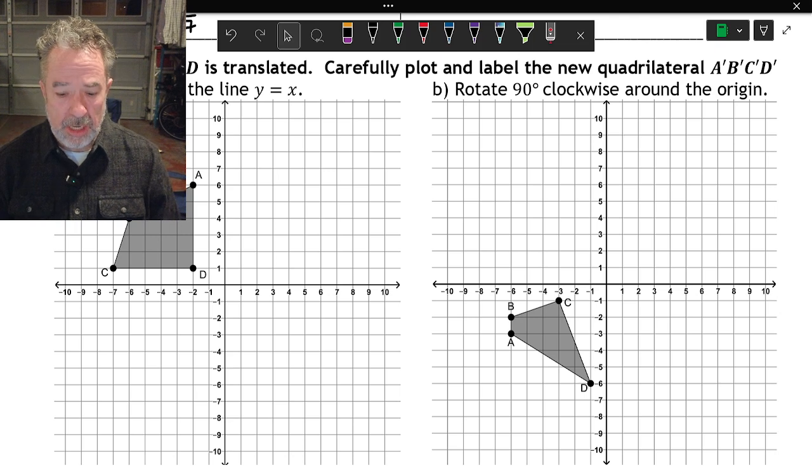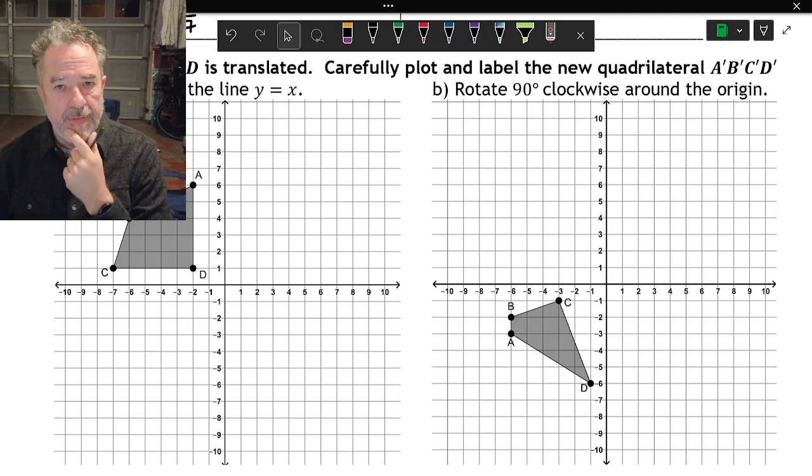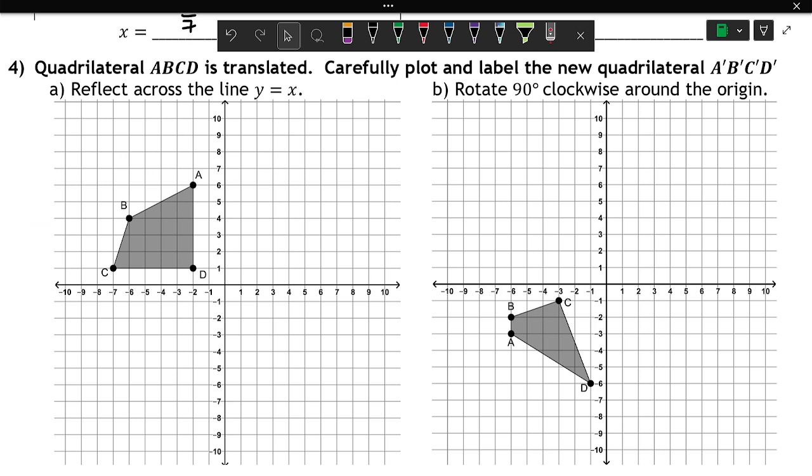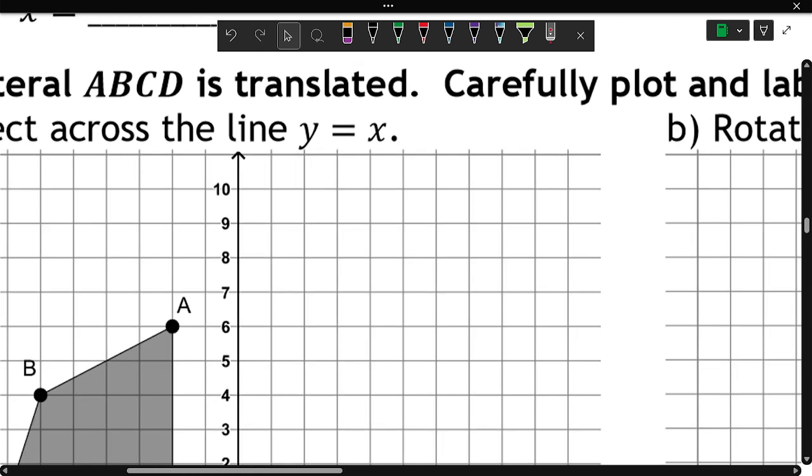Let's go on to question number 4. For question 4, we are given two situations where we're asked to perform a transformation. It's one of our congruence transformations. The polygons we get will be the same, they're just going to be in different locations. The first one has us doing a reflection across the line y is equal to x.